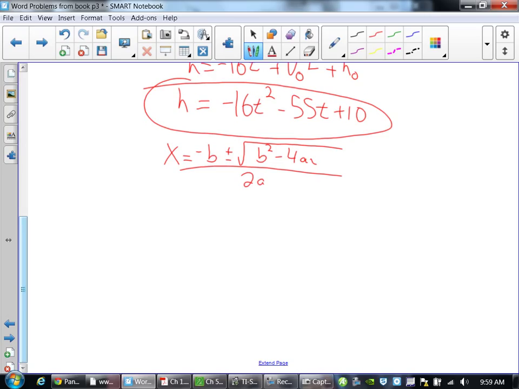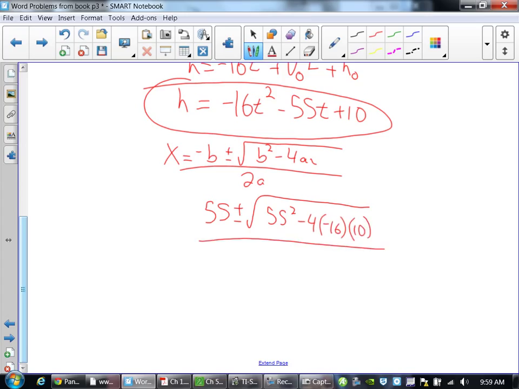So let's see, we get 55 plus or minus the square root of 55 squared. Why am I just writing it as 55 squared, not negative? Because it's already squared. Minus 4 times a, which is negative 16, times 10, all over 2 times negative 16. I'm going to rewrite that as negative 32. That's easy.